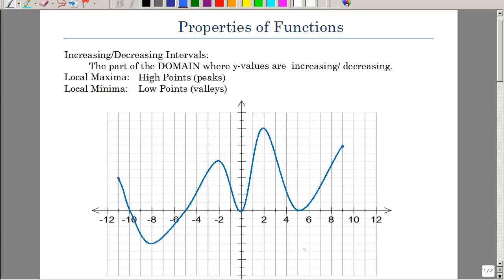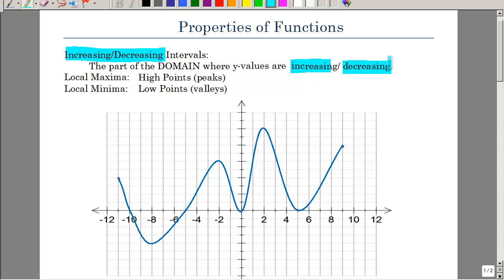We will be looking at properties of functions from a graphical point of view. This should be a review from college algebra or a previous math class, but it's always good to review. So looking at a graph, we're going to try to determine the intervals of where it is increasing or decreasing. Now that's the part of the domain, remember that's the x values, where the y values are increasing or decreasing.